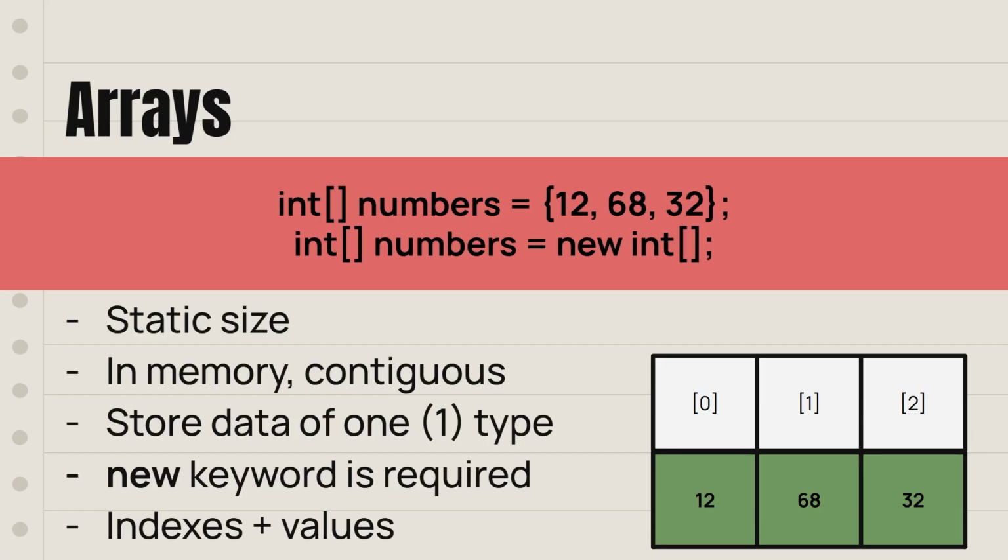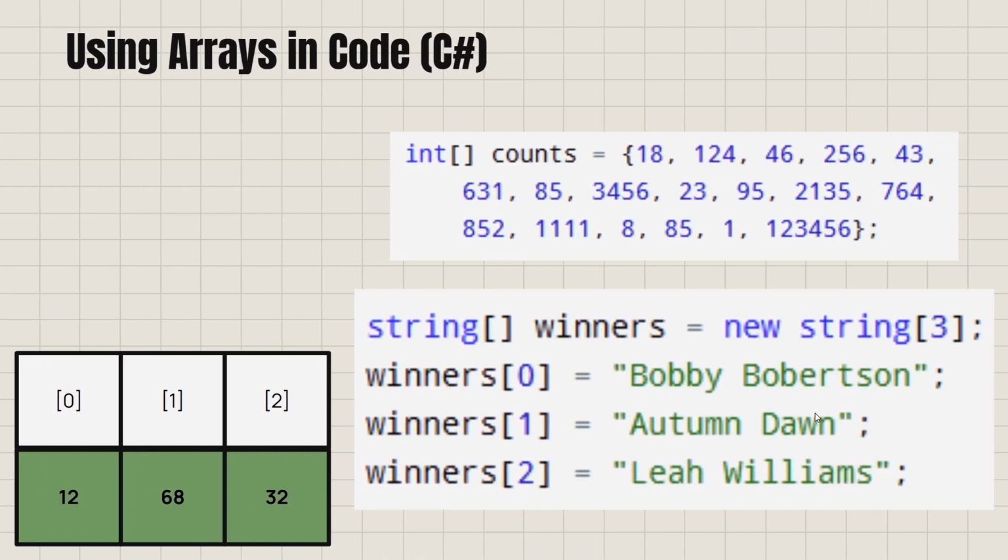And because computers are wonky, they start counts at 0. So the index for arrays will start at 0 and go out from there. So, using arrays in code. We had this earlier where you create the integer array of counts and you just immediately throw all these values into it upon creation.